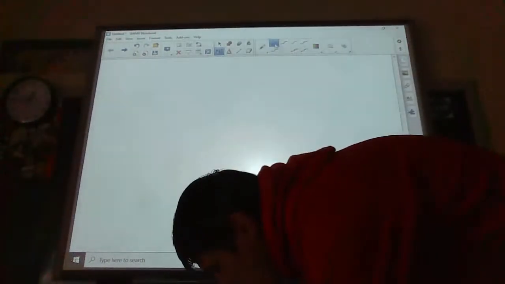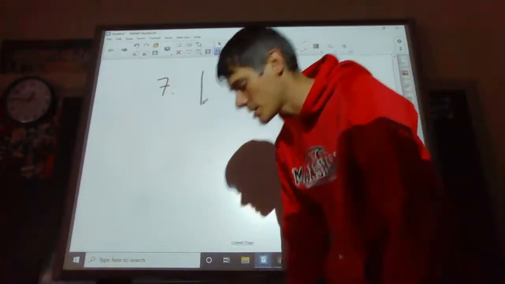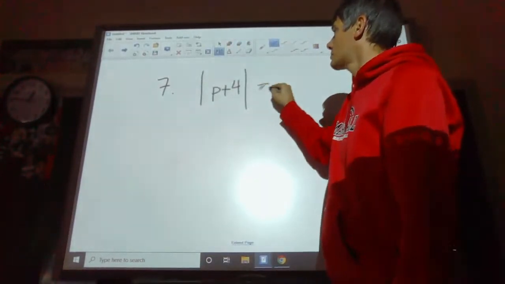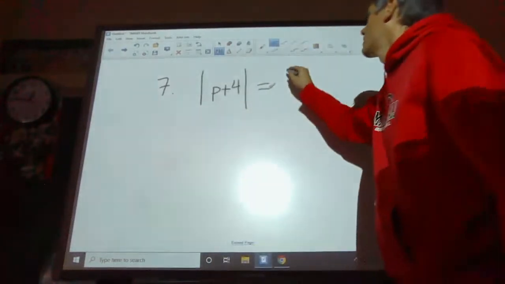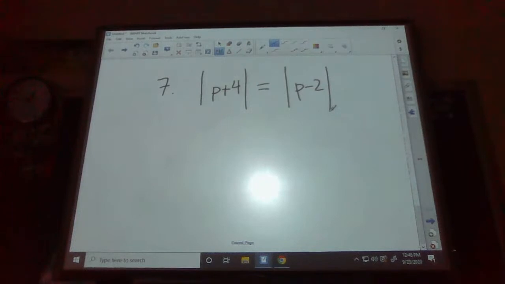Holy smokes. Okay, let's look at number 2. Or this isn't number 2, it's number 7. It's the second one I'm doing, but it's actually number 7 in your journal. So we're going to have this. Absolute value of p plus 4 equaling absolute value of p minus 2. I have absolute value bars on both sides. So watch again how we do this.